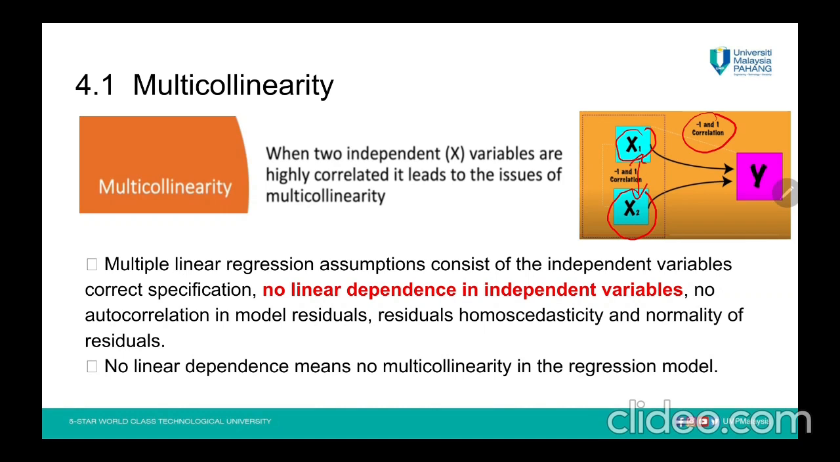Note that multiple linear regression assumptions that we looked for in the previous chapter consists of the independence variables correct specification, no linear dependence in independence variables, no autocorrelation in model residuals, residual homoscedasticity, and normality of residuals. Therefore, in this topic, we want to tackle this issue. No linear dependence means no multicollinearity in the regression model.